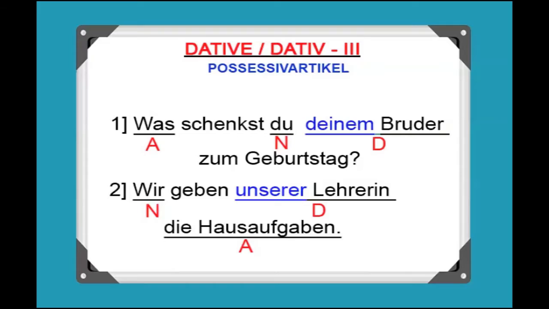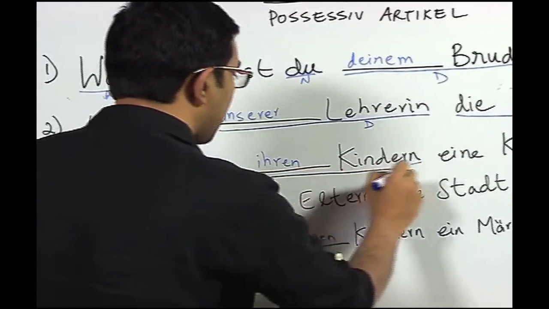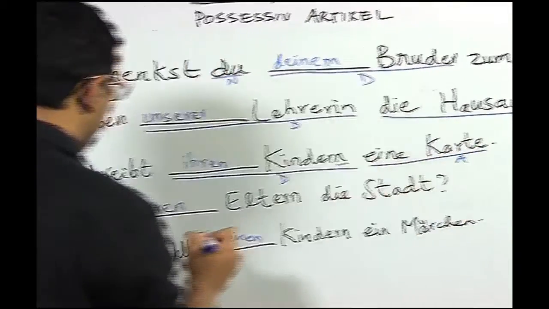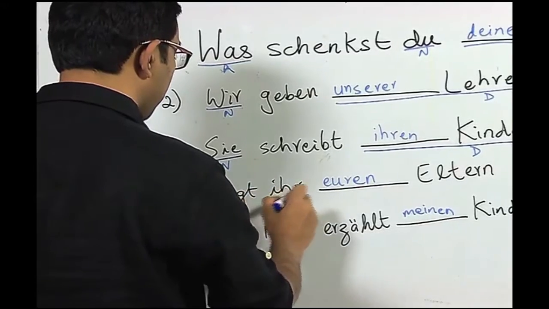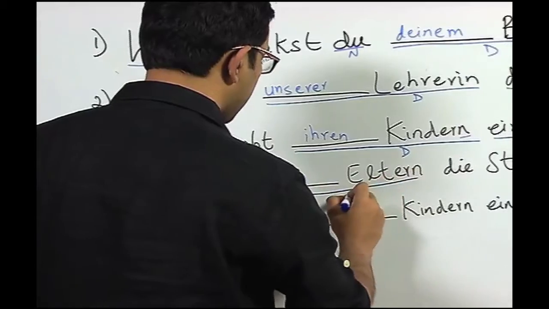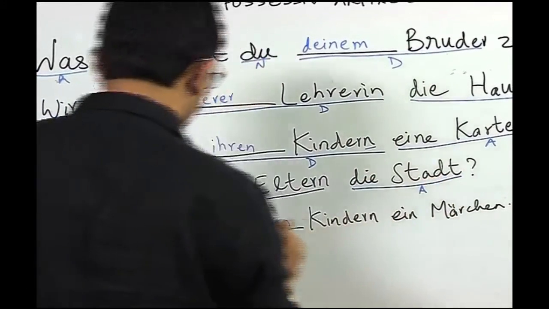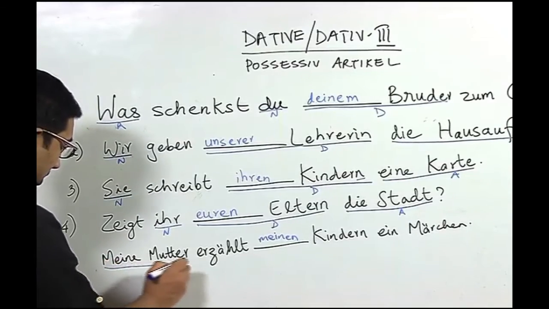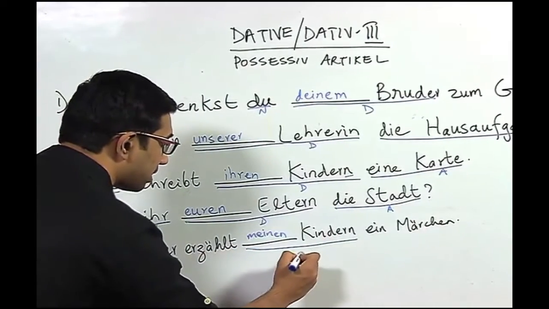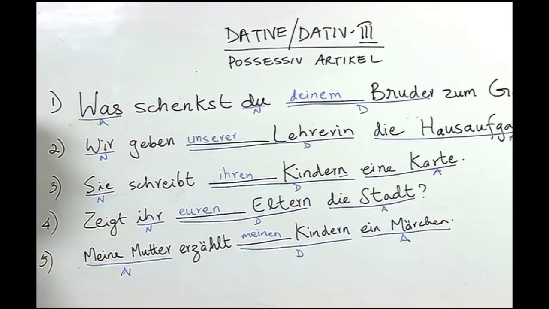In sentence number 3, we have sie as nominative, we have ihren Kindern as dative part, and eine Karte as accusative. In sentence number 4, we have the nominative, the pronoun ihr, euren Eltern as dative, and die Stadt as accusative. Now, in sentence number 5, we have meine Mutter, which is nominative, we have meinen Kindern, which is dative, and ein Märchen, which is accusative.